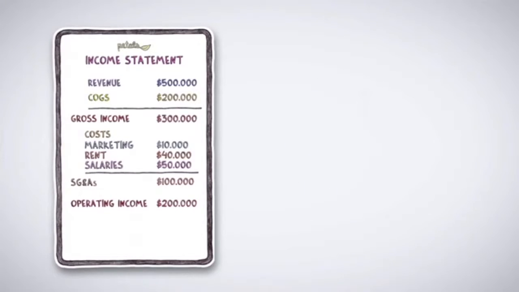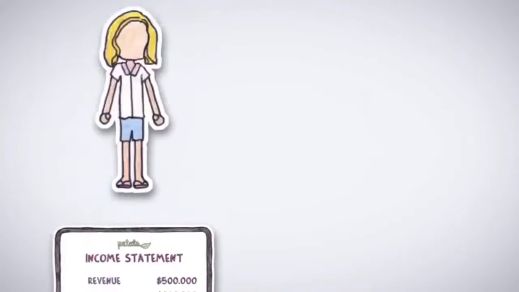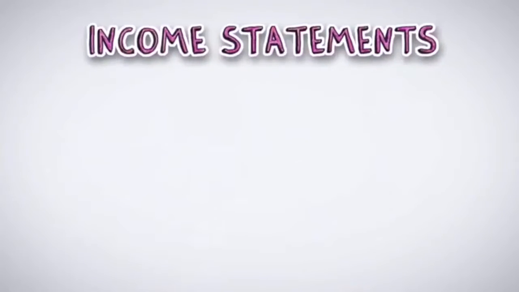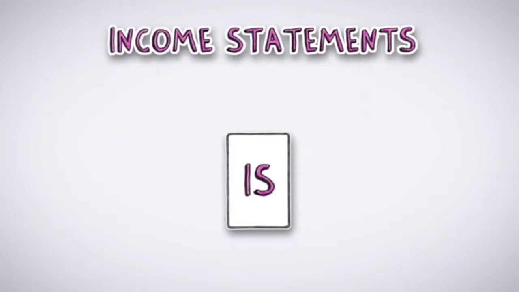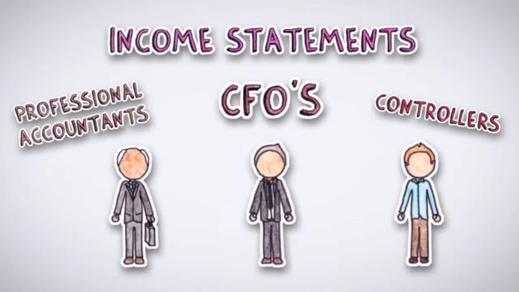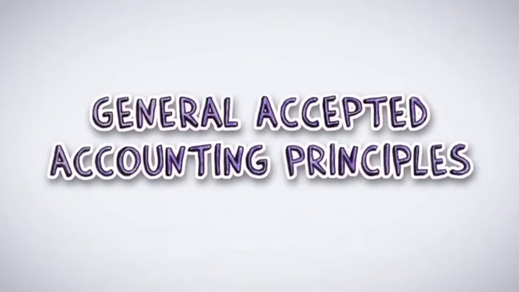Lastly, Mary subtracts taxes from her operating income to get her net income. Mary now has a good understanding of the profit generated from Petals. Usually, income statements are a little more complex to put together and are handled by professional accountants, controllers, or CFOs, and follow the generally accepted accounting principles.